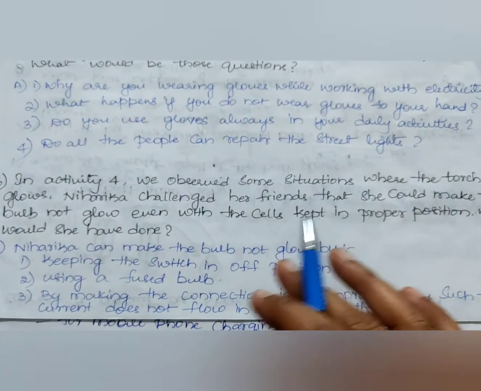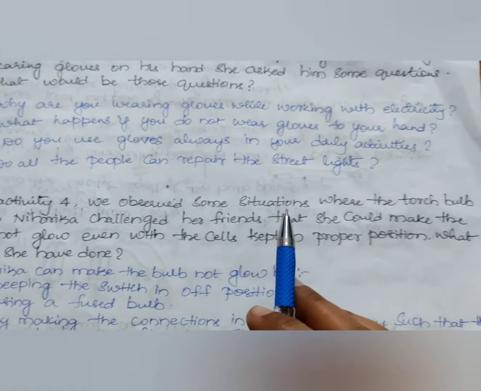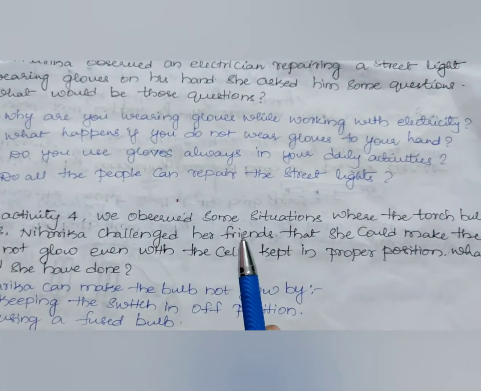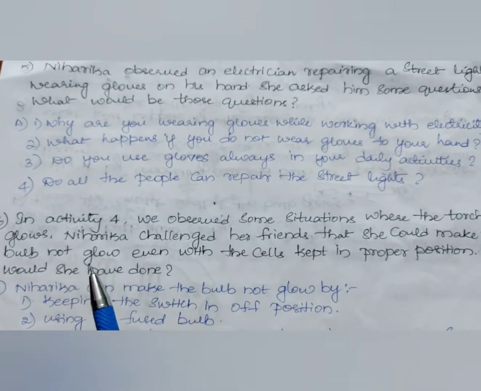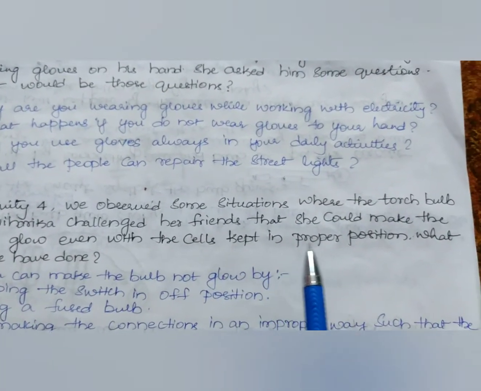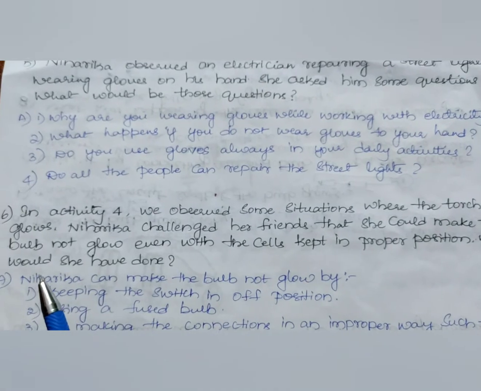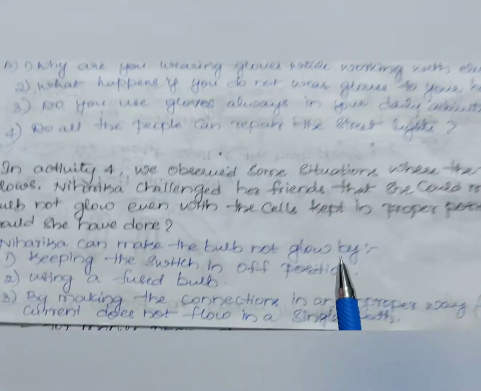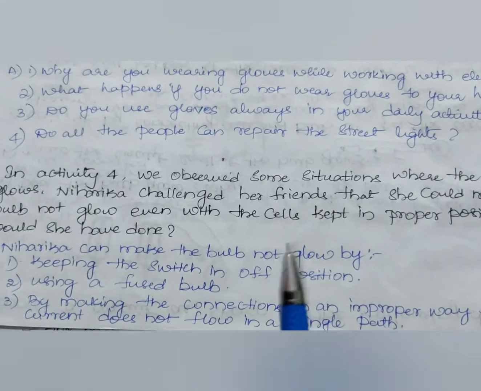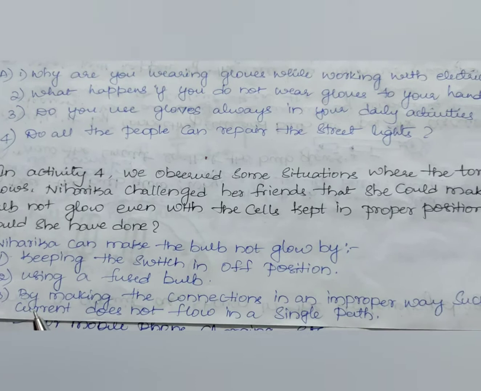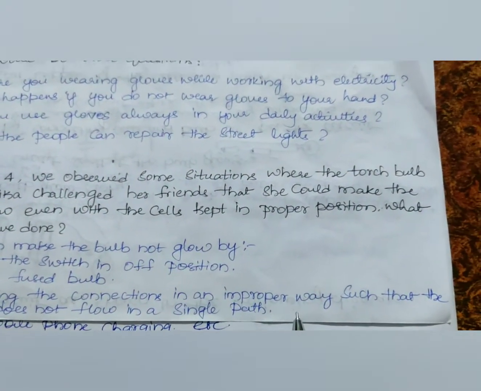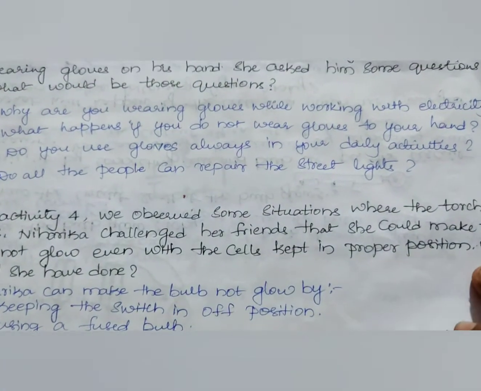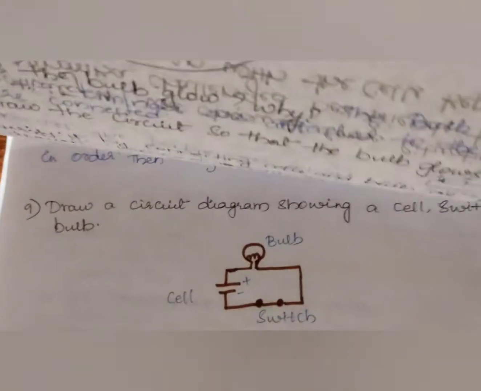Next question. In activity 4, we observed some situations where the torch bulb glows. Niharika challenged her friends that she could make the bulb not glow even with the cells kept in proper position. What would she have done? Niharika can make the bulb not glow by keeping the switch in off position, using a fused bulb, or by making the connections in an improper way such that the current does not flow in a single path. These may be the reasons the bulb will not glow.